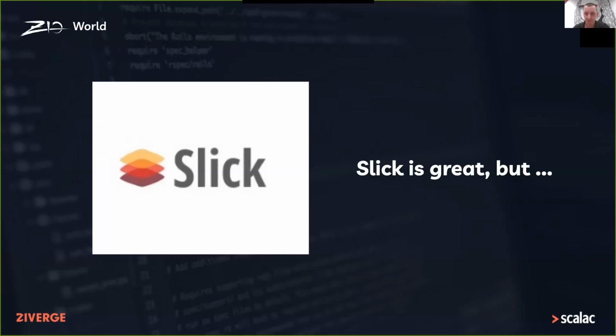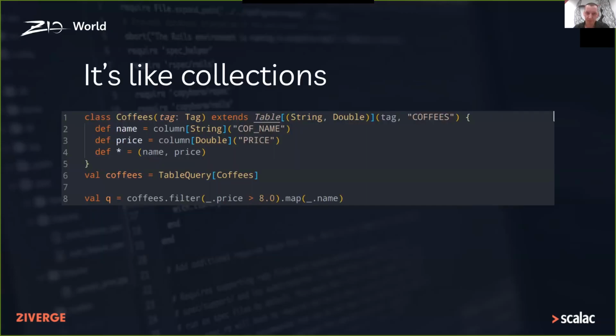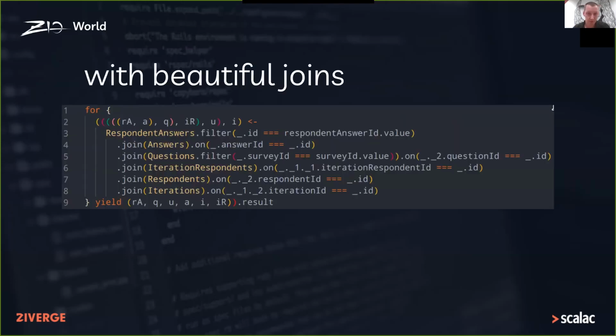So what about Slick? Slick is also great, but it has a lot of boilerplate when it comes to defining schemas. And it's more like a collection API than SQL API, at least when we are doing simple things. When we start doing some more complicated things, we need to add some SQL-like keywords. And then it becomes not very consistent. And we also get this explosion of nested tuples.